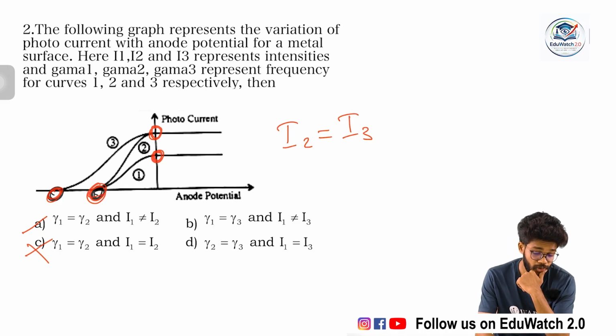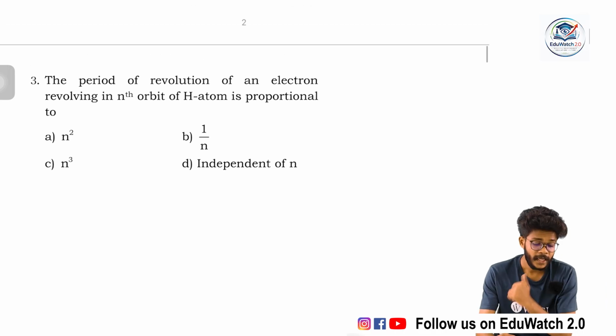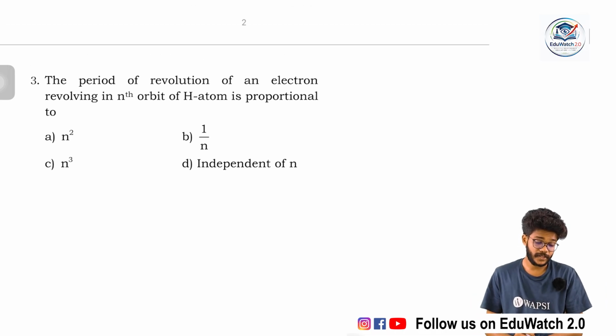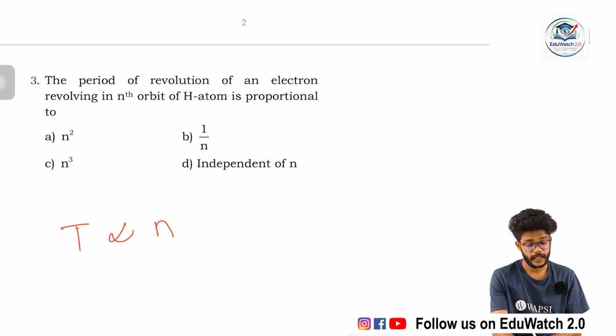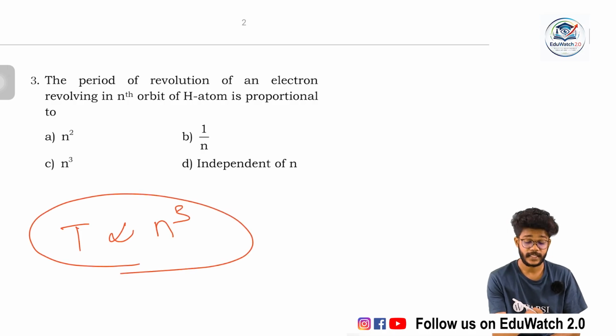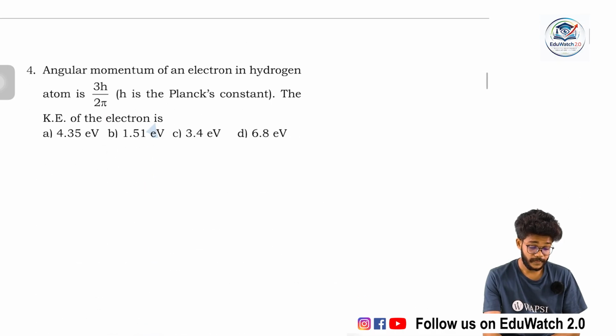So we can move to the third question. The period of revolution of an electron revolving in the nth orbit of hydrogen atom is proportional to what? So how does the time period depend upon the principal quantum number? Time period is directly proportional to n cube. So we can move to the fourth question.